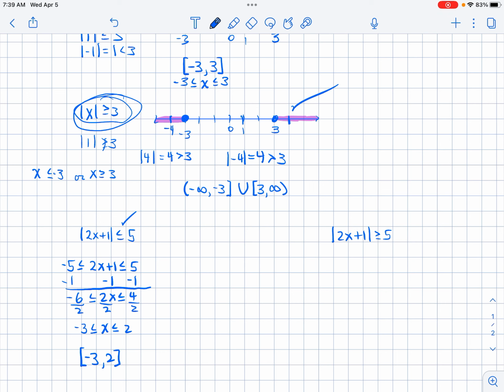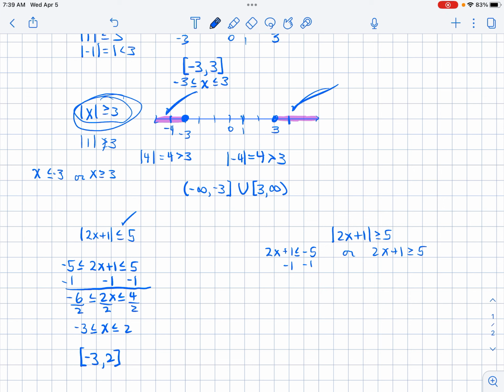In other words, it can be over here or over here. Less than or equal to negative 3 or greater than or equal to 3. So we're going to do that this way. We're going to say 2x plus 1 less than or equal to negative 5, or 2x plus 1 greater than or equal to positive 5. Notice the difference in how I set up these two problems. Now I have two inequalities to solve.